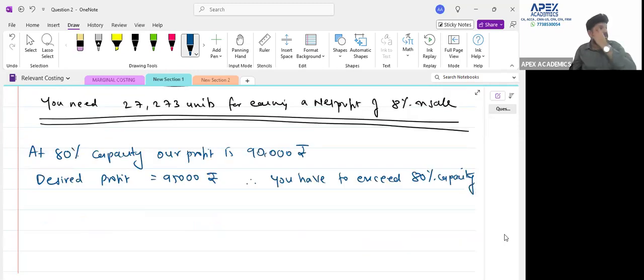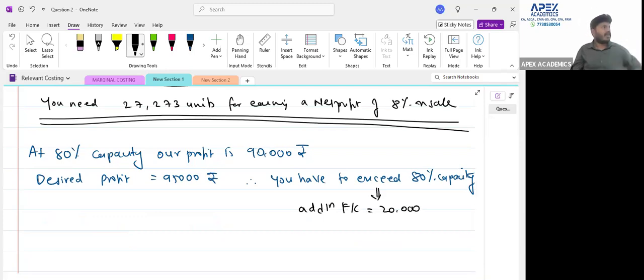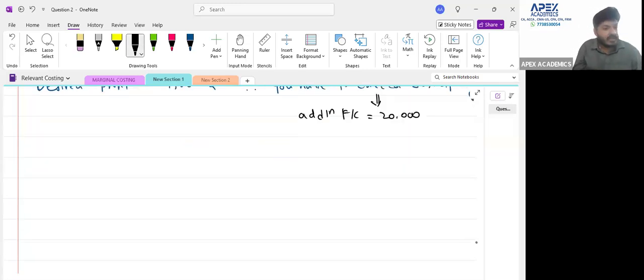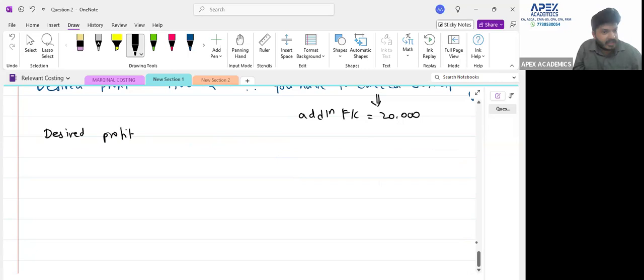Please tell me that. You have to exceed what? 80% of the capacity. But if you exceed 80% of the capacity, additional fixed cost of 20,000 will come or not? Will it come? Of course it will come. Yes or no? Please tell me that. Agreed. Now look at the next statement. At the desired profit of 95,000, of how much?